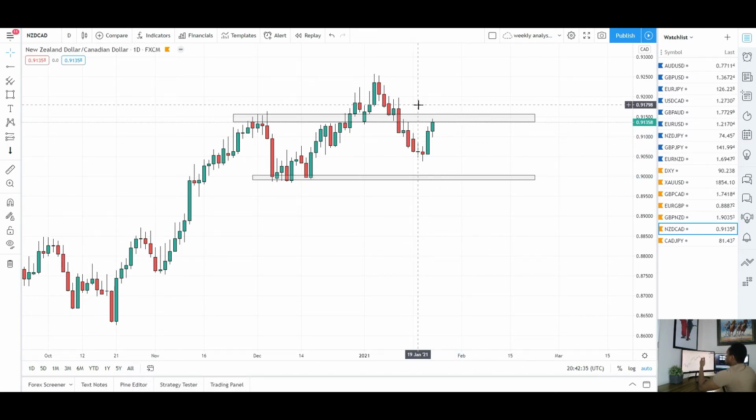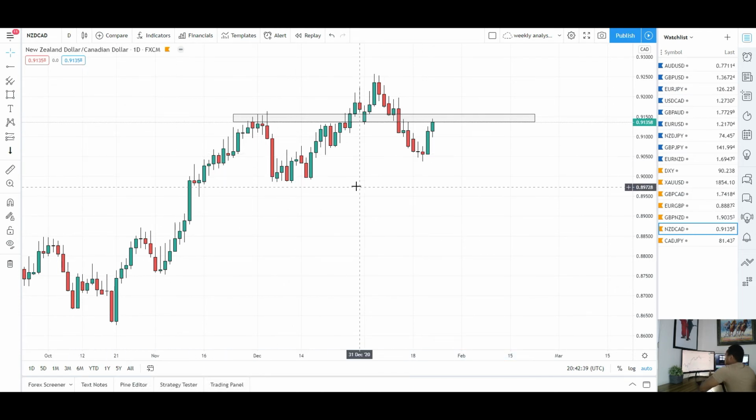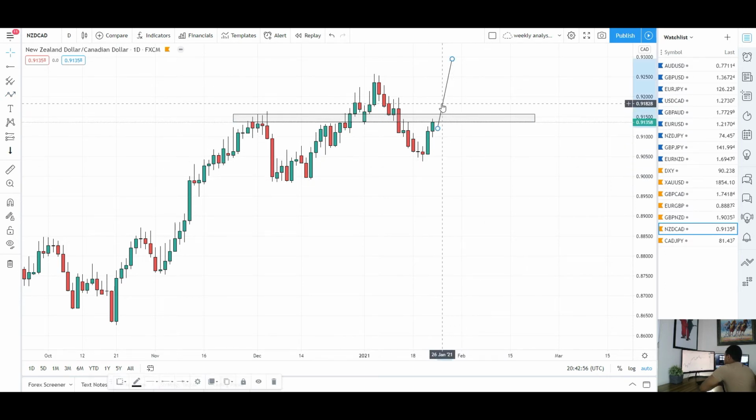However, if we do break above it, we potentially could see that uptrend just continue for NZD CAD, because you can see in the market we have this swing high here, push to the downside, new swing low, new swing high. This potentially could be the new swing low of the market, and in that case we'll probably break above that resistance and see price go and create another higher high for NZD CAD. So that is still a possibility for this pair, but for that to happen we need to get above that resistance.